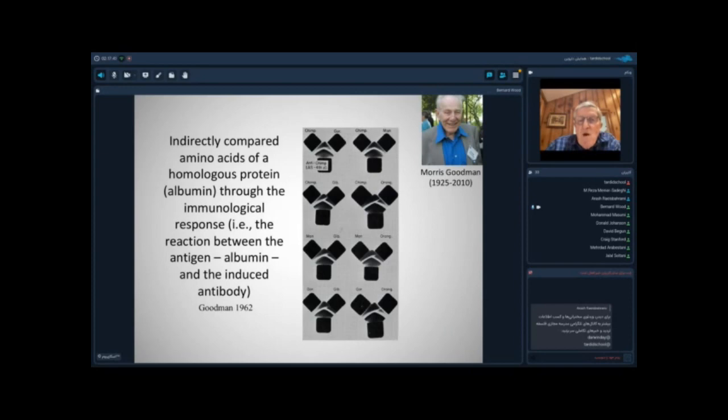And basically, what you have to notice in this, there are wells. There are two wells in the top of each of these, and there is a single well in the bottom. And you put antibodies in the bottom well, and you put the albumins in the top well, and they move through the gel towards each other. And the more of a spur there is in the white line, which is where the interaction occurs, the greater the difference.